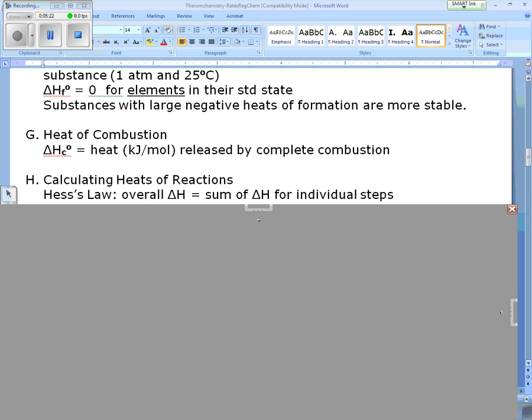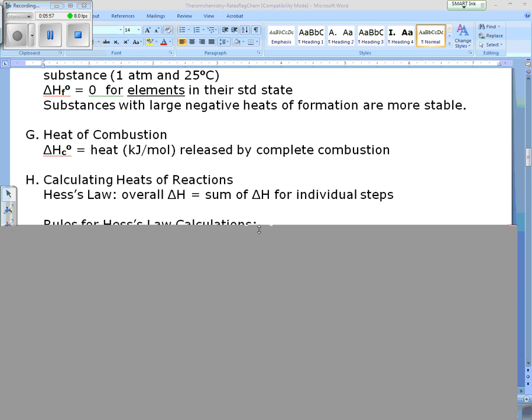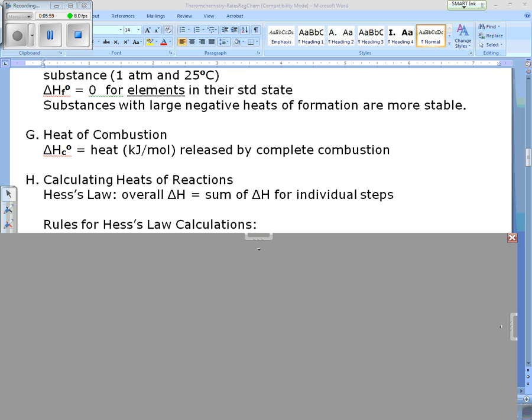Calculating heats of reaction. It's important to know what the heat of a reaction is before you actually do it, so you can avoid getting burned or frozen, those kind of things. And since we have had lots of chemists do lots of reactions, we already know the heat that they're going to produce. So Hess's law is a way to use that information to figure out the heat of reaction for something that we don't already know. And so it says the overall delta H is the sum of the delta H for the individual steps. Now there are a few rules for Hess's law.